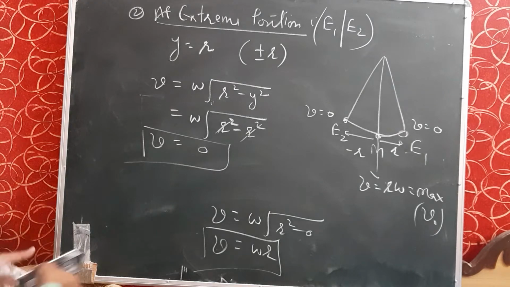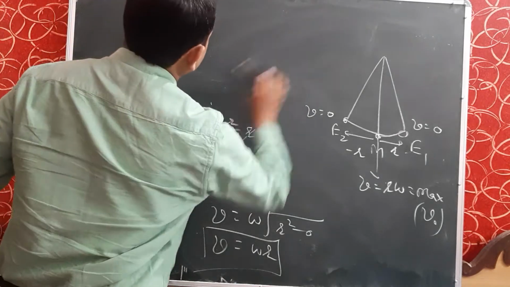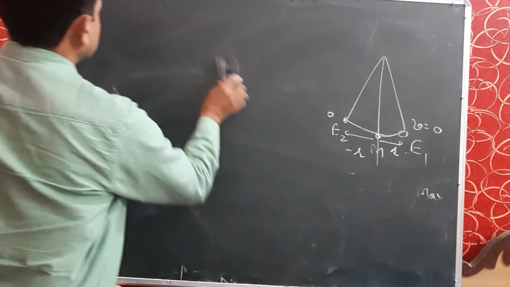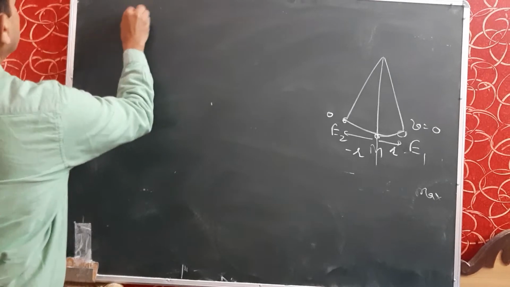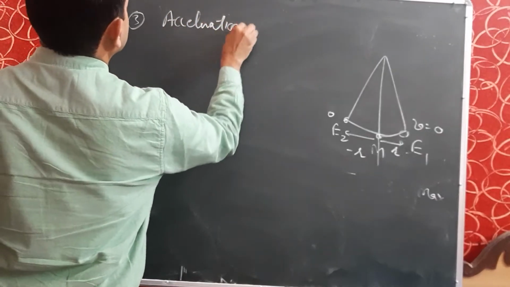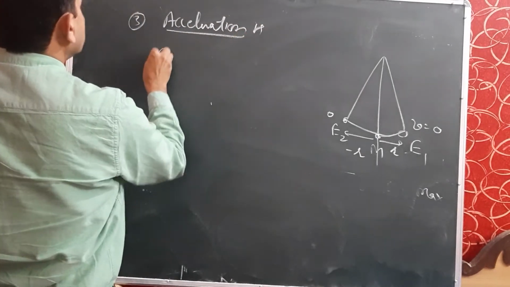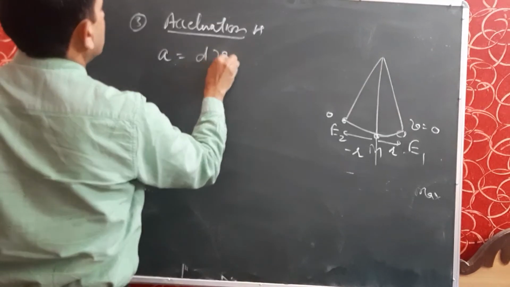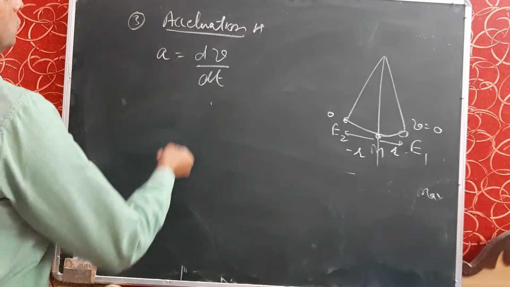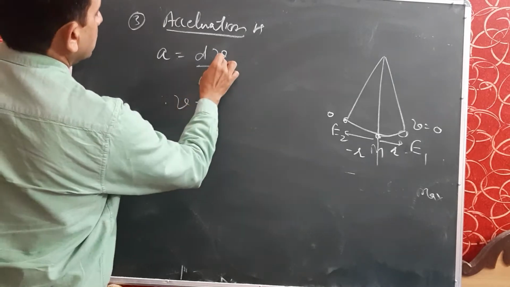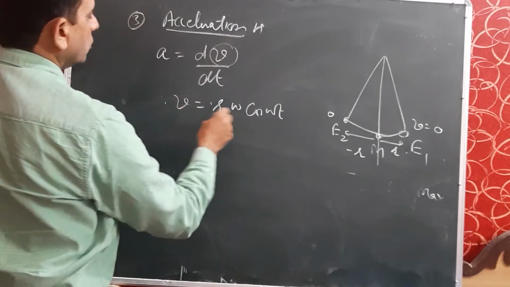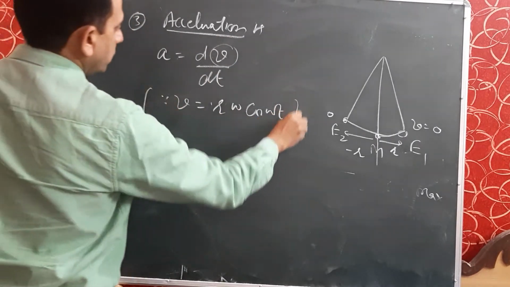Now the third characteristic is acceleration. So what is acceleration? You know that acceleration is the rate of change of velocity with time. So we know the value for velocity is r omega cos omega t. The value of velocity is here, which we have already proved.